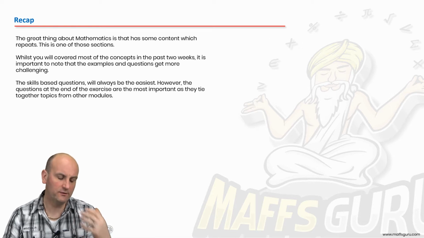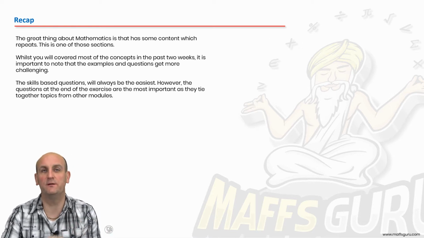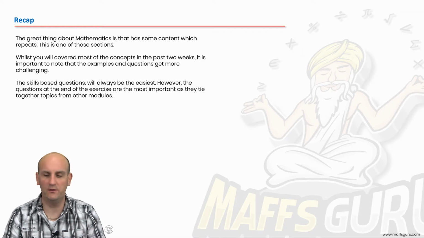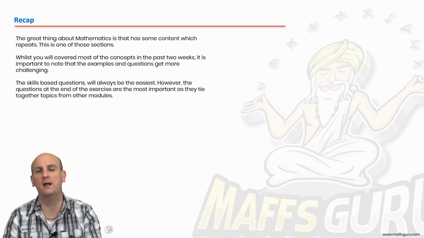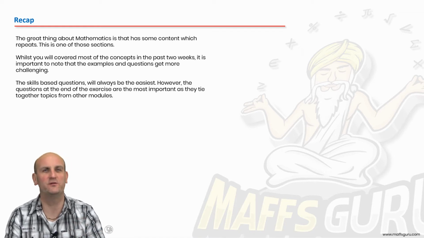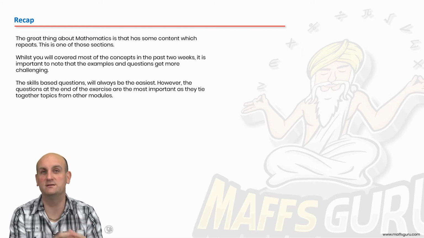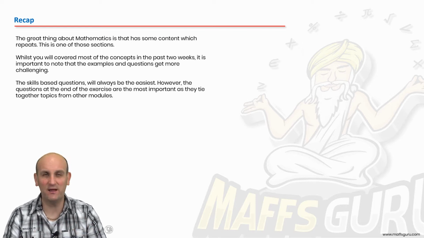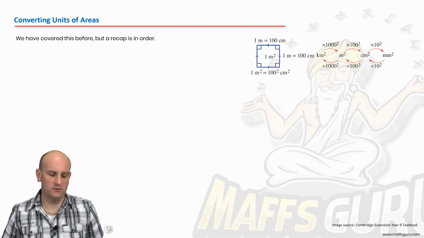Now, obviously, the great thing about maths is that it has content that builds on it. So in a previous video, I looked at perimeter of sectors and arc lengths and all that type of stuff. In the first video, we looked at the idea of finding perimeters and lengths. It doesn't sound tough, but some of those questions got really funky. And I'm promising you now, some of this stuff is going to get really funky, and it's going to test your understanding. So, converting units of area.